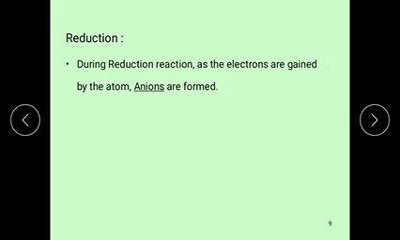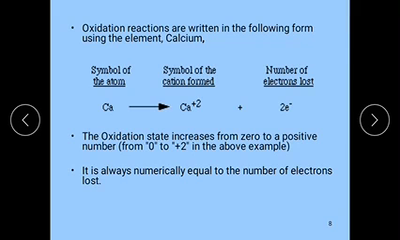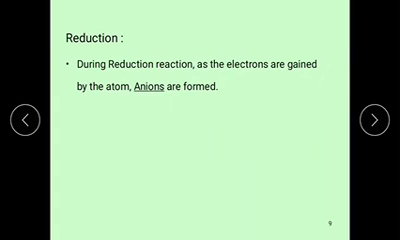The next one is the reduction process. Reduction is the process of gaining of electrons by an atom or ion or molecule, or the process of addition of hydrogen, or removal of oxygen, from an atom or ion or molecule is called reduction reaction.